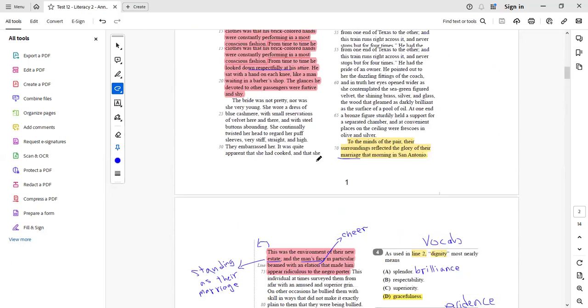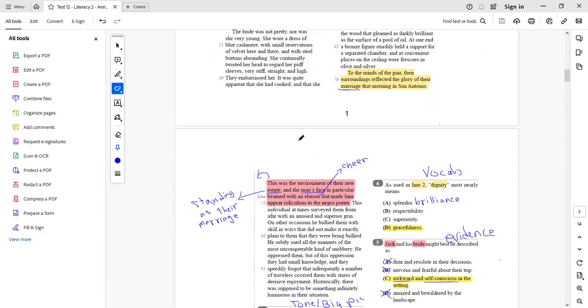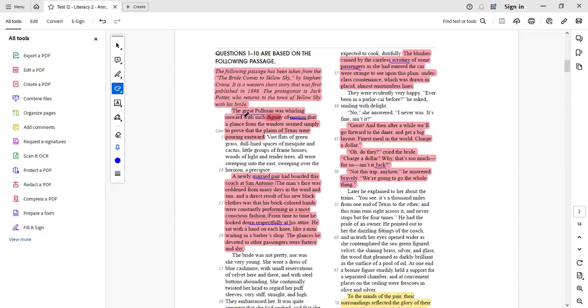I will read the first paragraph and the last paragraph. Of course, you could read the first sentence and last sentence of the first paragraph, and the first sentence and last sentence of the last paragraph. But I will read two paragraphs, the first and the last.